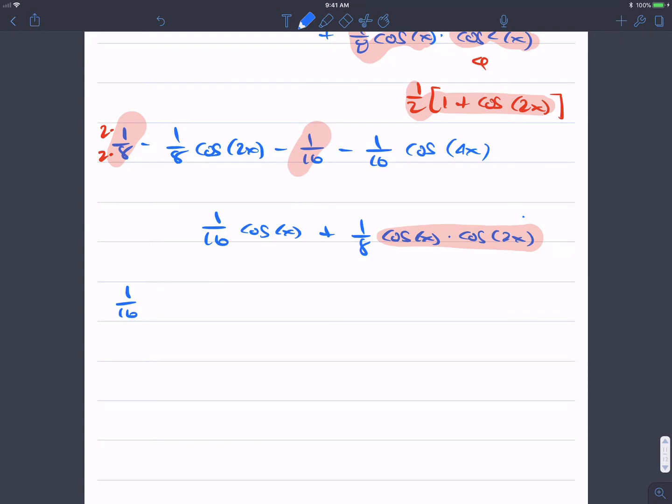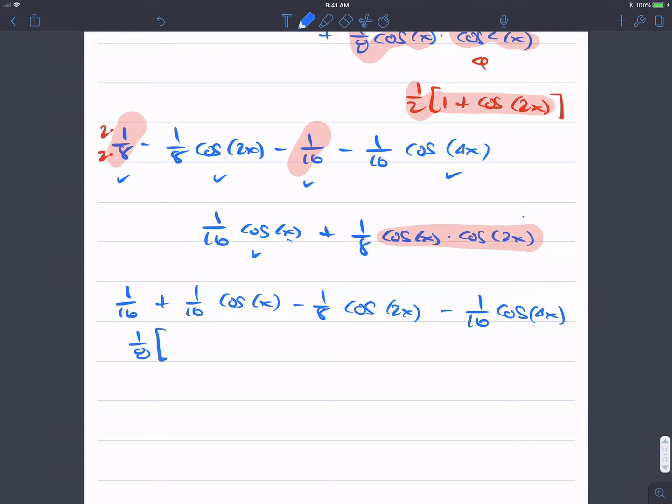I'm going to do another sort of thing here. I'm going to write my cosine x there, and then I'm going to go with a higher one. Minus 1/8 cosine 2x. So I dealt with my arithmetic. I have my cosine 2x minus 1/16 cosine 4x term. And now we're going to do the product to sum. So don't forget that's 1/8 times my product to sum here.